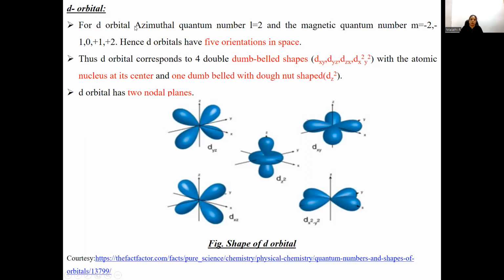D orbital. For the D orbital, the azimuthal quantum number is 2 and the magnetic quantum number is -2, -1, 0, +1, +2. Hence, the D orbital has five different orientations in space. Thus the D orbital corresponds to four dumbbell shaped orbitals with the atomic nucleus at its center, and one dumbbell with a donut shape, which is dz². D orbital has two nodal planes. So dxy, dx²-y², dxz, dyz, and dz².